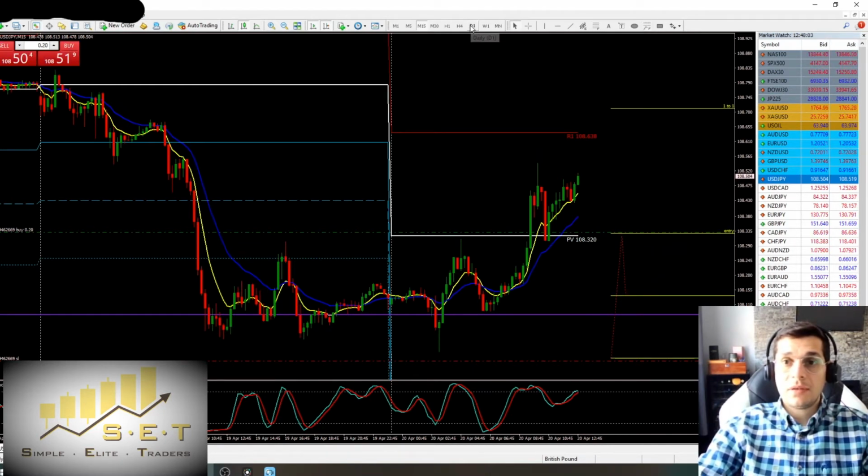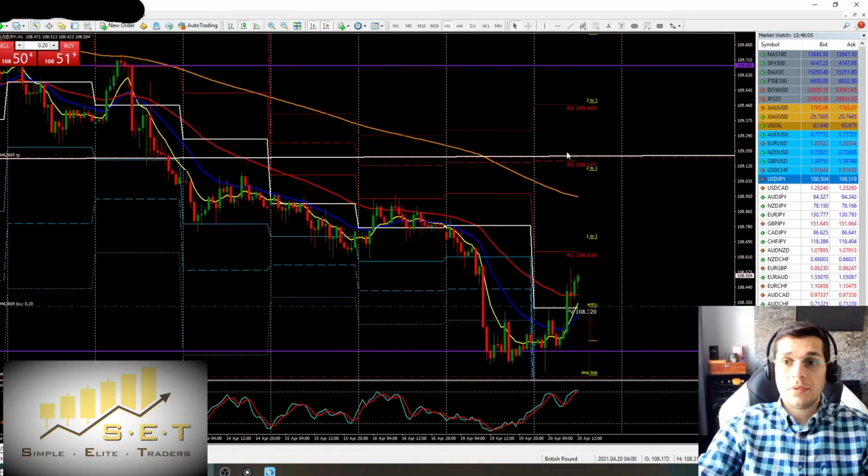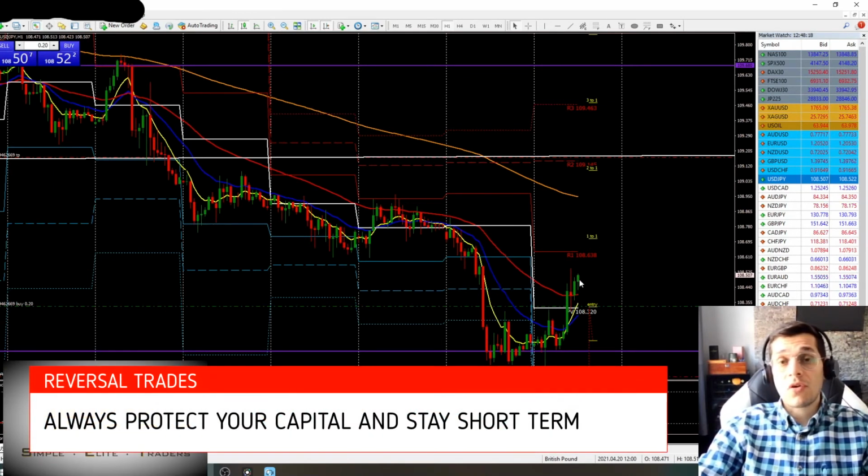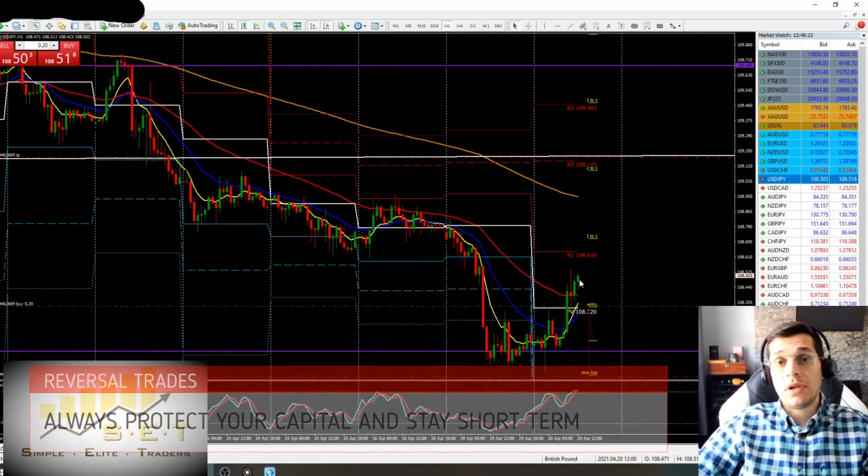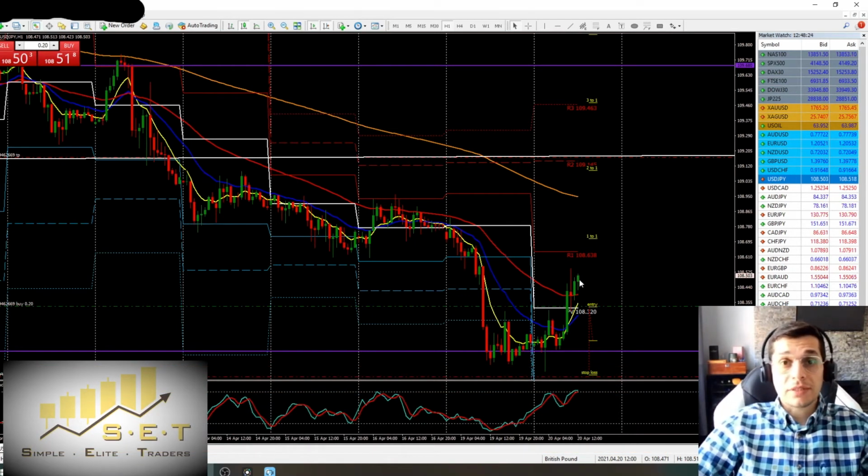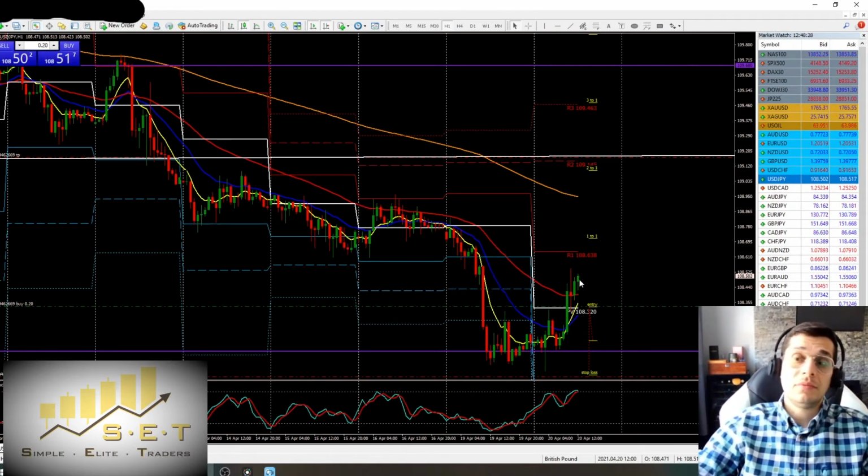I'm expecting this to go up until R2, where I can have a reward to risk of 2-1. I just want to be in this trade not for long, because we're expecting a pullback on the dollar, so maybe a couple of days. So that's why this is a very short-term long Dollar Yen.